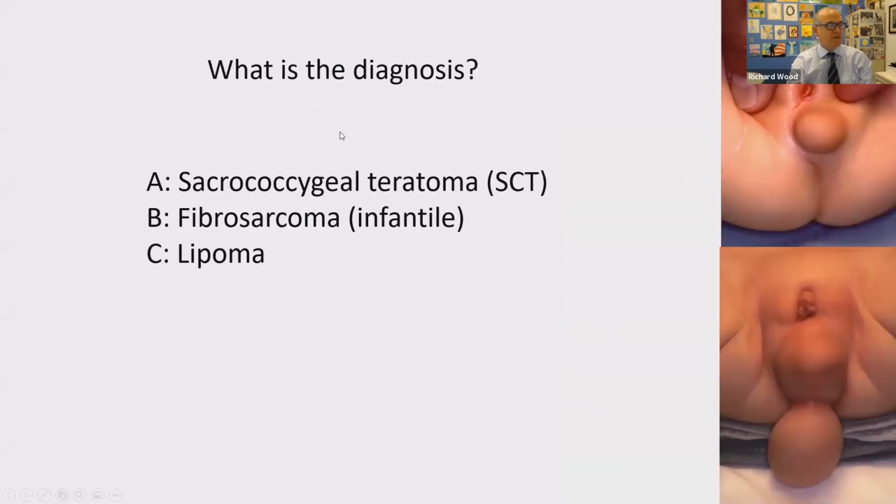We can also sometimes see other things. So we can see these fatty deposits on the perineum. And in this case, we're dealing with a lipoma, but obviously other things can be found. And so one should have a differential diagnosis in these cases.